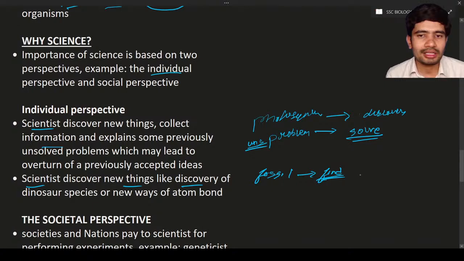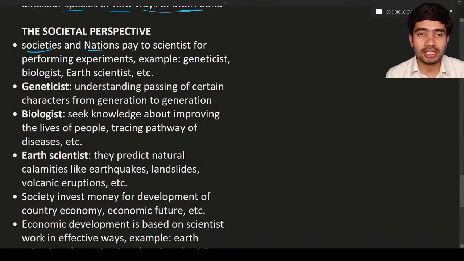Society means people. Here, society and nation, nation meaning country, are going to invest some amount of money in science and scientists. So why do they have to pay the scientists? What is the main reason? For example, they pay money for geneticists, biologists, earth scientists, etc. So they will pay money for them.